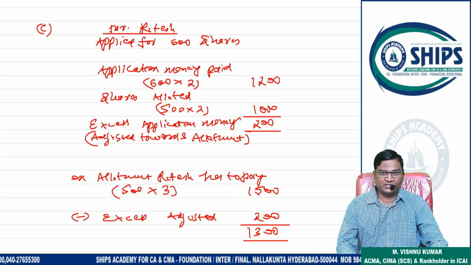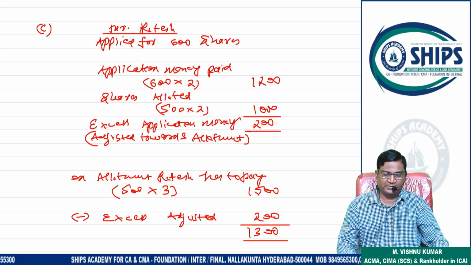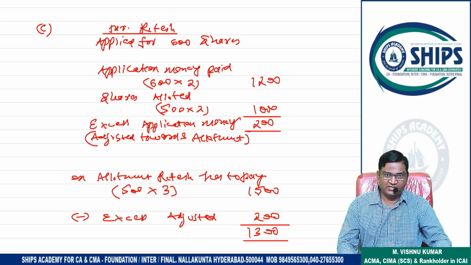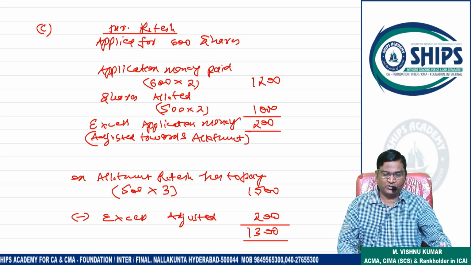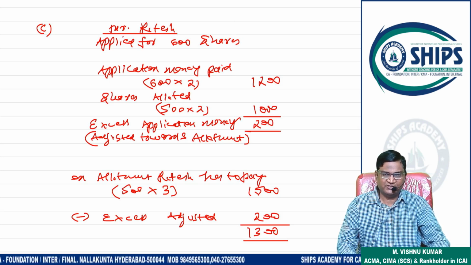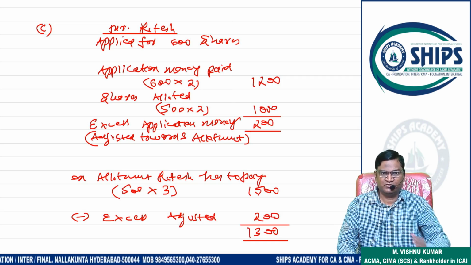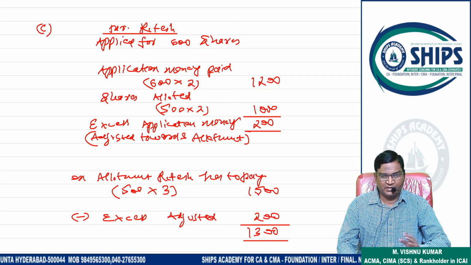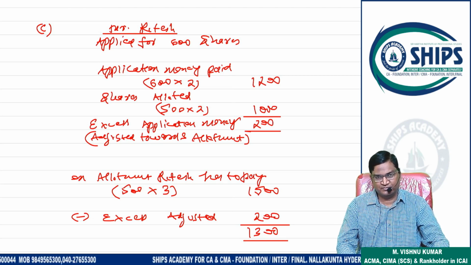Ritesh applied for 600 shares, only 500 allotted. So on 100 shares, 2 rupees of extra application money was received. This will be adjusted towards allotment. Allotment money is how much? 500 shares into 3 rupees, 1500. Out of 1500, generally 200 we have to adjust. The remaining 1300 is not paid by Mr. Ritesh. That's it.